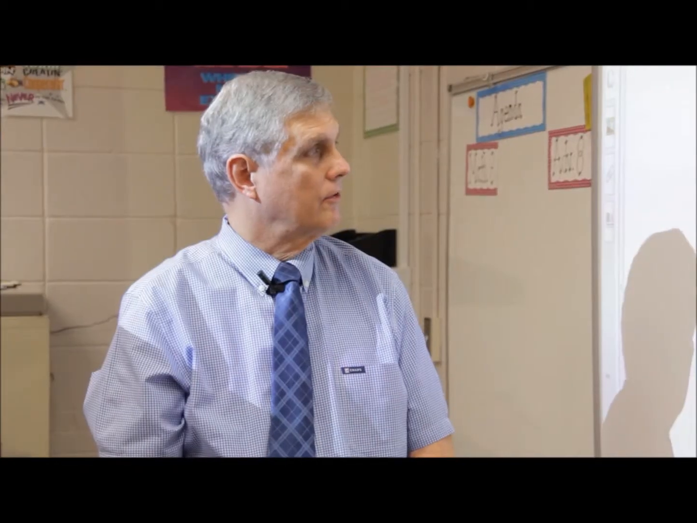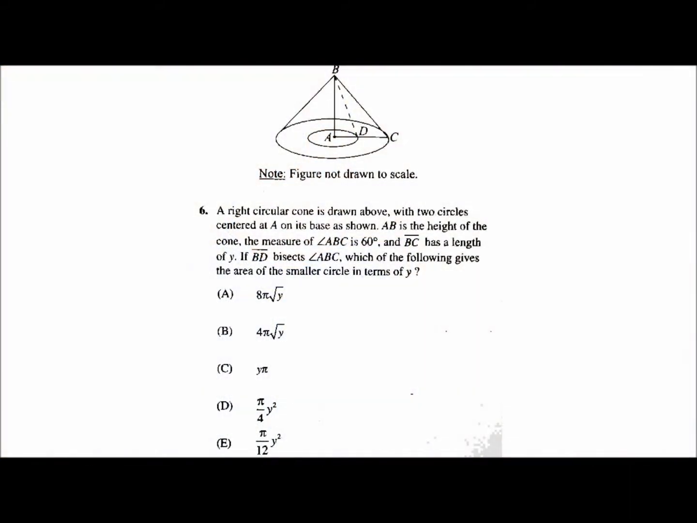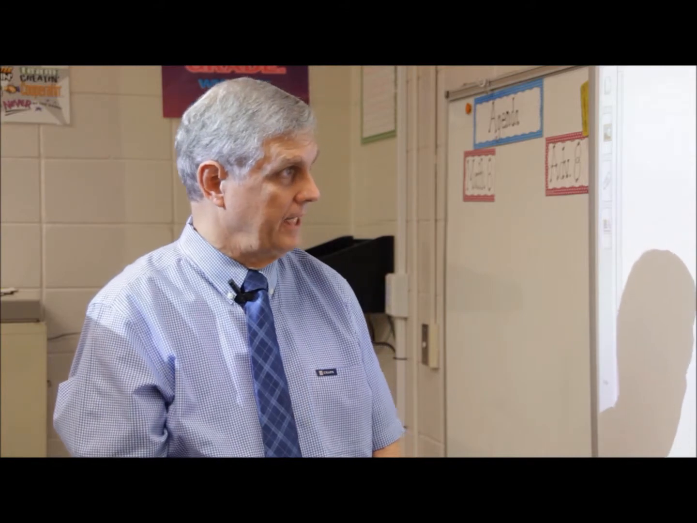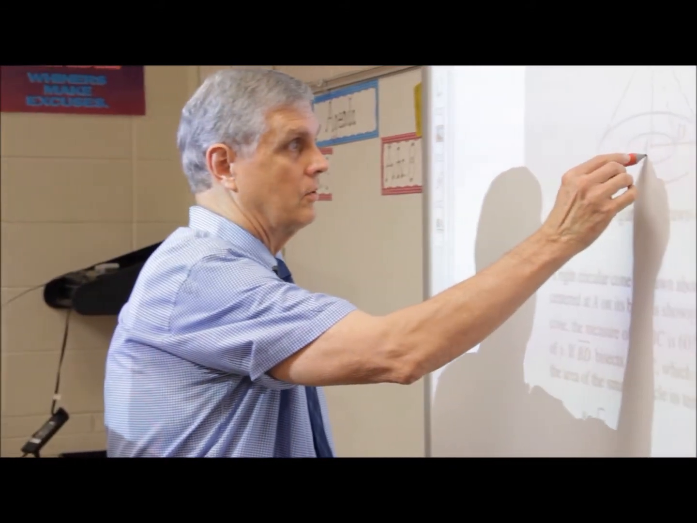Okay, let's take a look at this problem now. We have a cone. Let's read the problem together. A right circular cone is drawn above with 2 circles centered at A on its base as shown. AB is the height of the cone. The measure of angle ABC is 60 degrees. And BC has a length of Y. If BD bisects ABC, which of the following gives the area of the smaller circle in terms of Y? So what is it we have to find? We have to find the area of this circle down here.